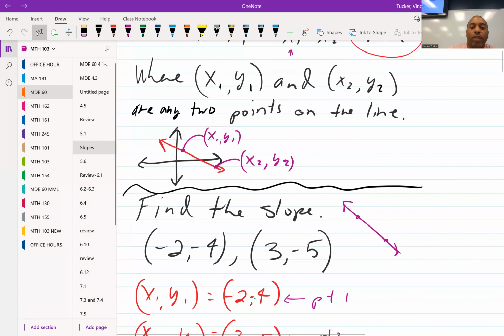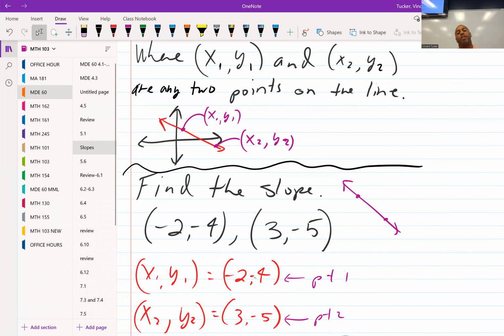All right. So they give us 2 points and ask us to find the slope. These are 2 points on the same line, and you want to know the slope of this line. We have -2, -4 and 3, -5. I always say it's good to label and establish which point is point one and which is point two. Normally I call the first one I see point one and the second one point two. It doesn't matter which you call which, as long as you stay consistent in your labeling throughout the process. So x1, y1 is point one, and x2, y2 is point two.